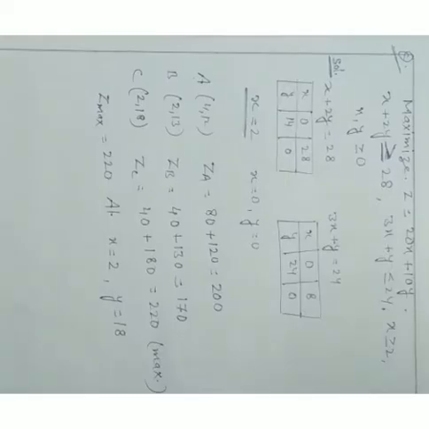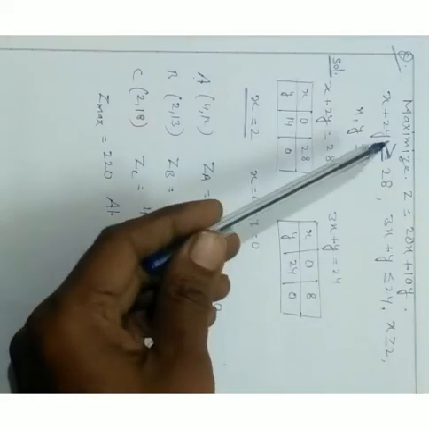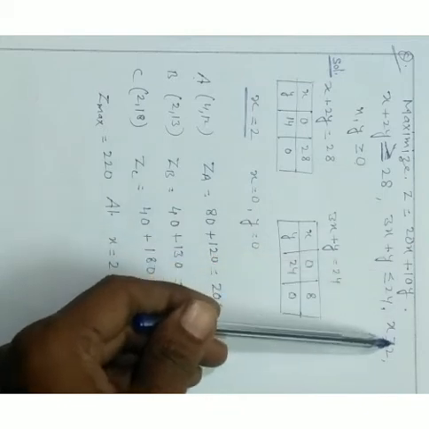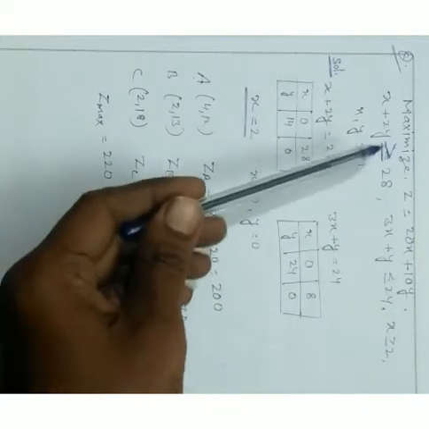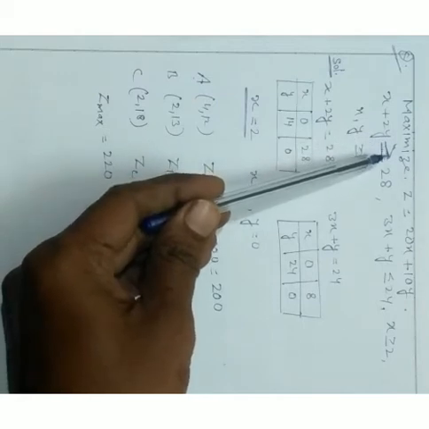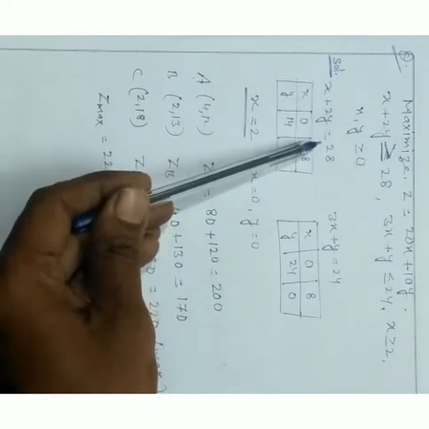We'll solve this linear programming problem. Maximize z equal to 20x plus 10y subject to the constraints 1, 2 and 3. First we take the first constraint. We'll put here the equal sign. We get x plus 2y equal to 28.